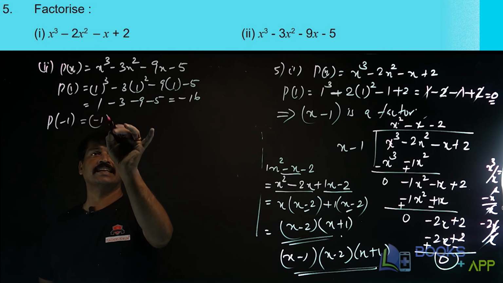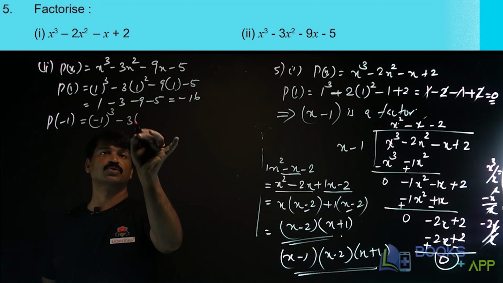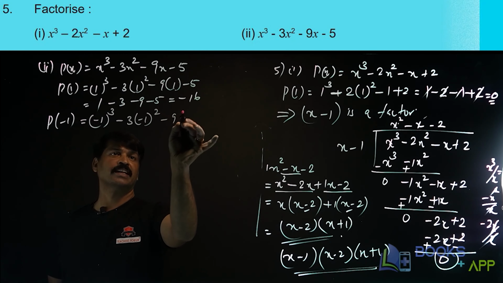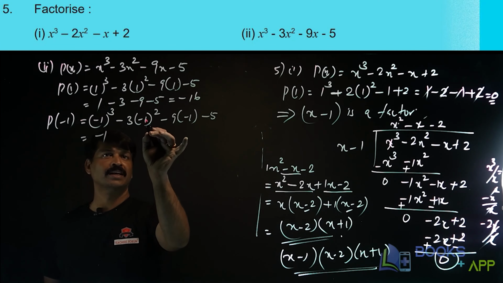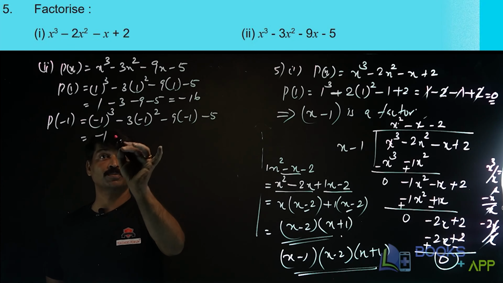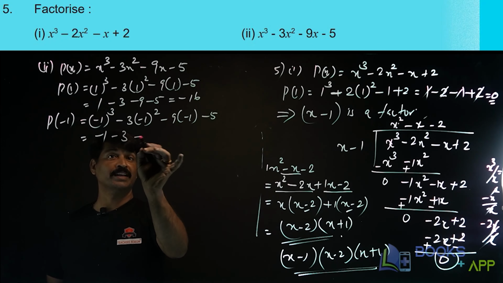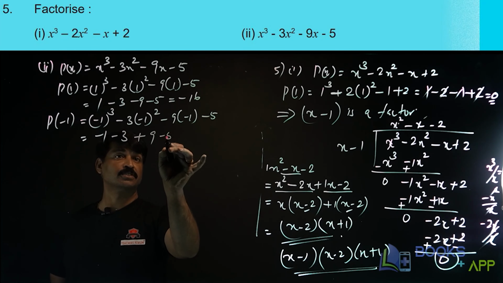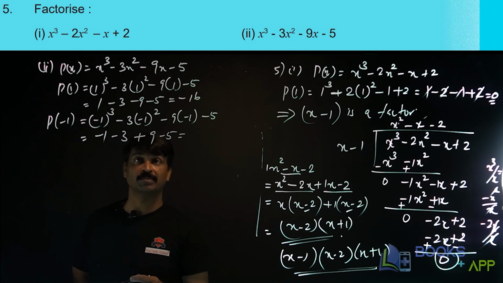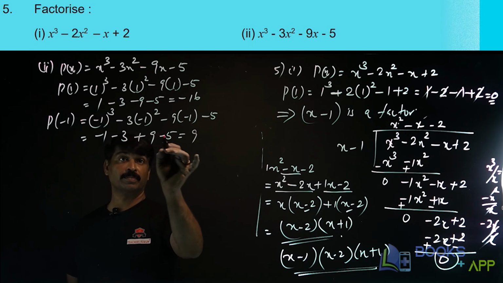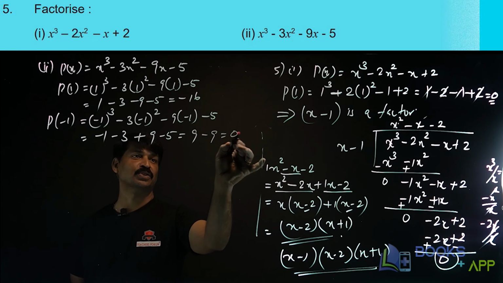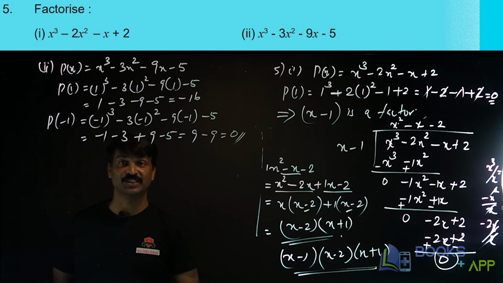So instead of x, let's substitute minus 1. So it becomes minus 1 cube minus 3 into minus 1 square minus 9 into minus 1 minus 5. What is minus 1 cube? That is minus 1. Minus 1 square is plus 1, plus into minus, minus 3. Now minus into minus plus, so it will become plus 9. Then minus 5. So let us add the positive numbers first: 1 and 9. Negative numbers: 3 plus 1, 4 plus 5, 9. 9 minus 9, 0. So you get p of minus 1 is equal to 0.